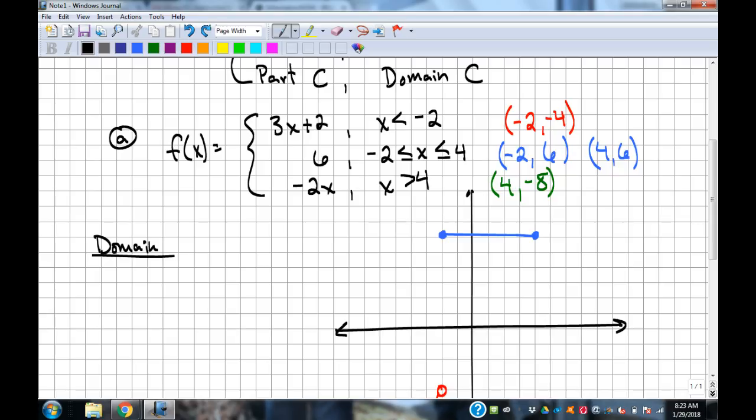So we're using the 4. And then this one starts at 4 and goes where? All the way to positive infinity, right? So are there any numbers that are left out? No, no x values are left out. So what's our domain? All real numbers. And we'll write it negative infinity to positive infinity.